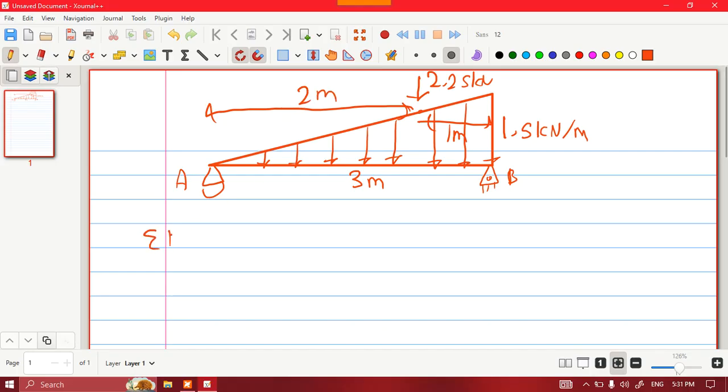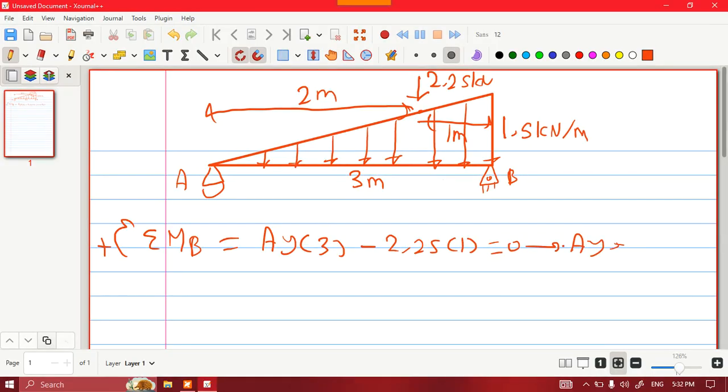I'm going to find the reactions. I'm going to take a moment at B, and I'm going to assume AY to be in the upper direction, and clockwise to be positive. I have AY times 3, the lever arm to B, and the 2.25 will cause a counterclockwise moment about point B, right? So minus 2.25 times 1 will equal 0. Now AY, if we calculate it, will be equal to 0.75 kilonewton.